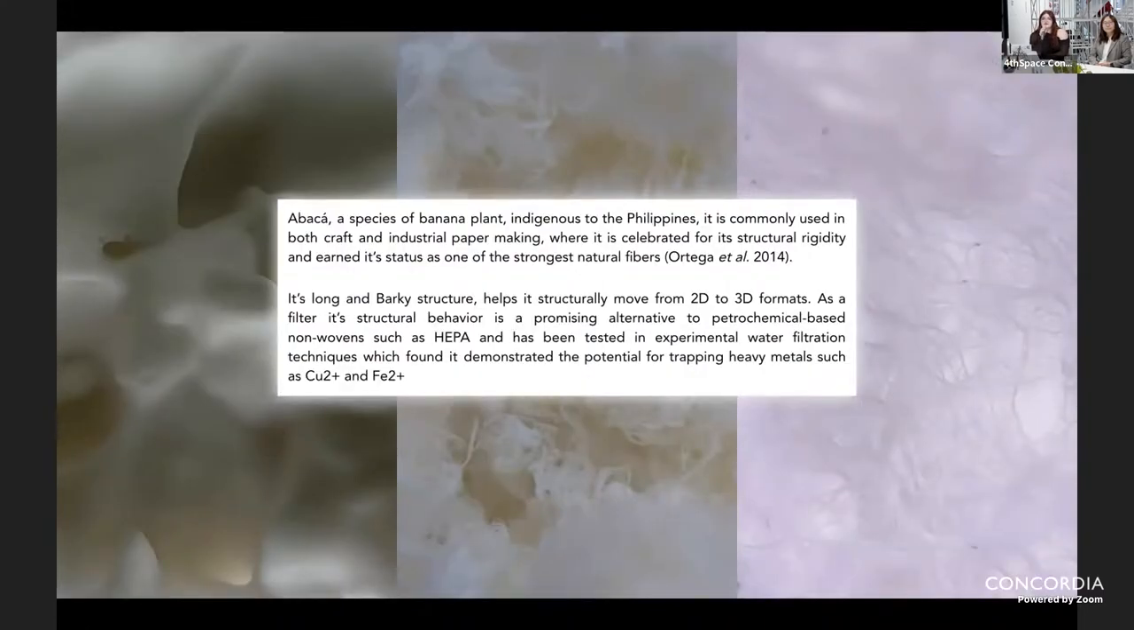Abaca is a species of banana plant indigenous to the Philippines. It's commonly used in industrial craft papermaking. So I think originally when we first started the project, I was coming into the project as a papermaker. And so I wanted to integrate some of the more inert properties of fibers and highlight them in a way where they can take a new form and make us question how we could possibly use a material differently.